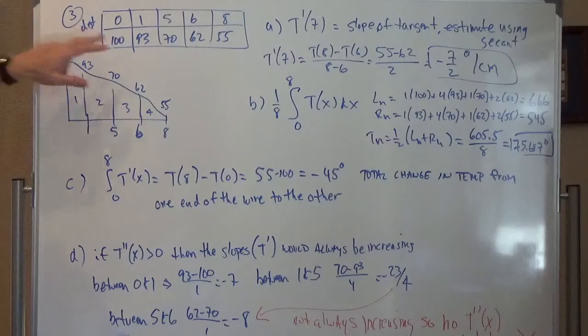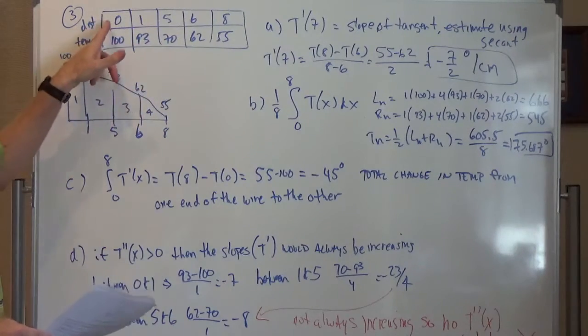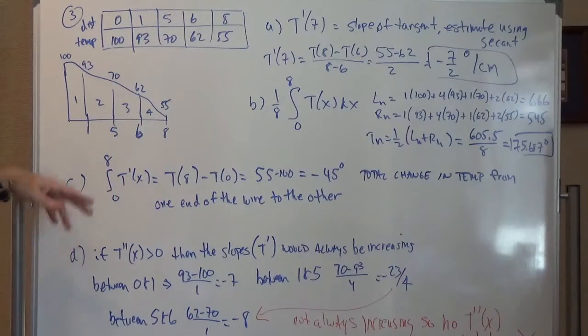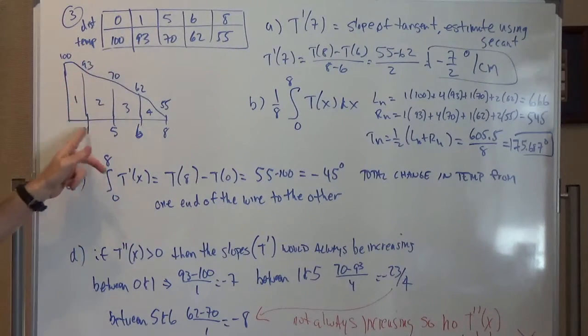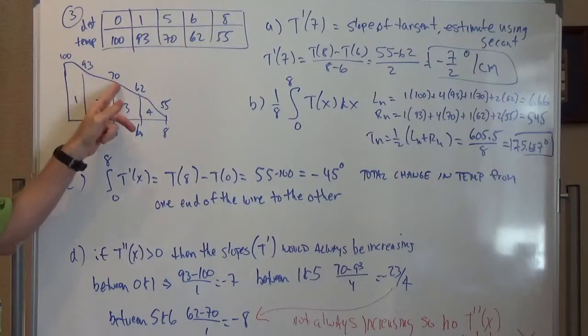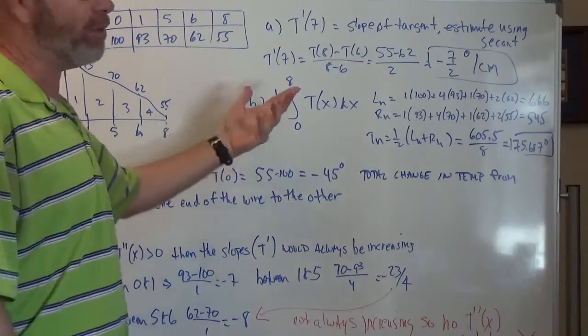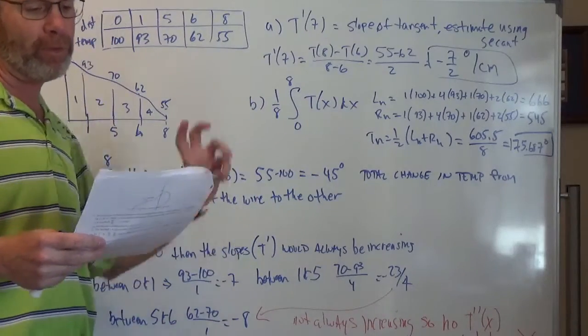So anyway, this one is the wire that was heated up, and we have how far it is from the end of the wire and its temperature. I drew a quick little picture of it again. 0, 1, 5, 6, 8, 193, 76, 55. Excuse that scale there, I got a little low because I was going to have to do another trapezoidal rule. So the first problem is one like we did the first night.